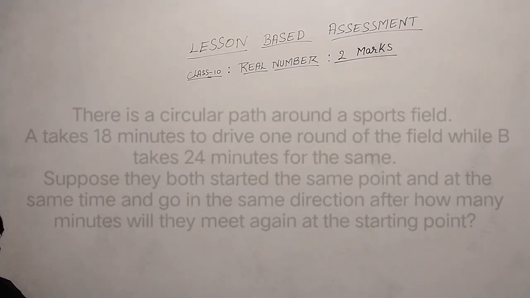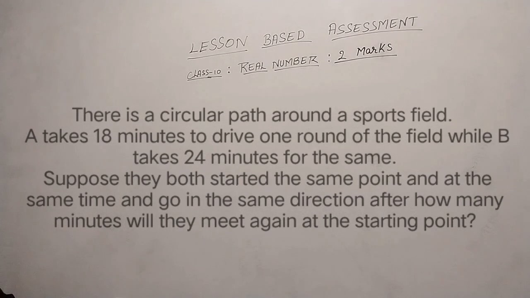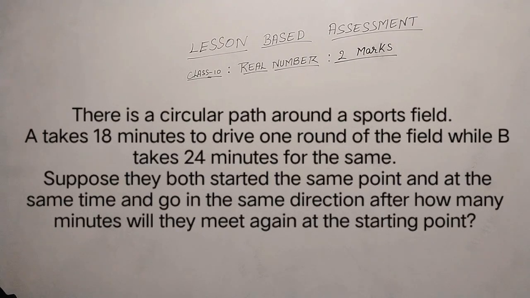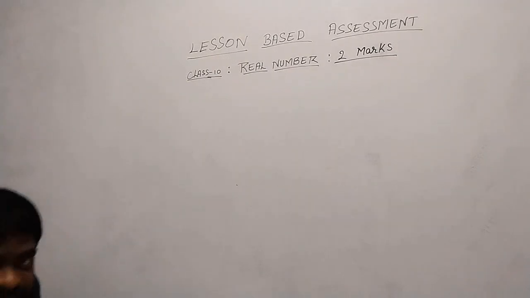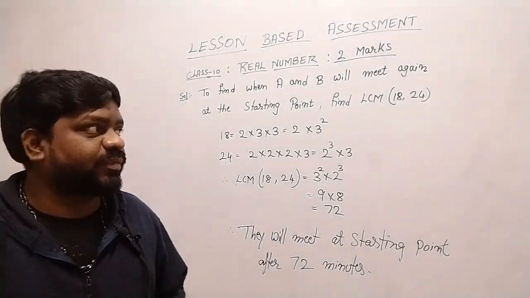Look at the next question. There is a circular path around a sports field. A takes 18 minutes to drive one round of the field, while B takes 24 minutes for the same. Suppose they both start at the same point and at the same time and go in the same direction, after how many minutes will they meet again at the starting point? Let's understand the question.